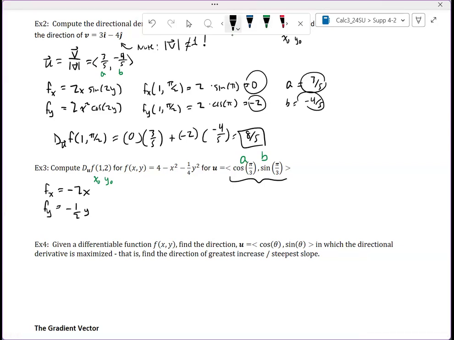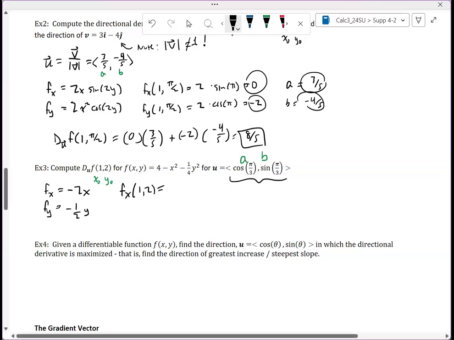In my mind anyway, when I'm looking all over the place and doing a bunch of derivatives, it's easy for me to just grab the wrong x, y, especially because sometimes they even look very similar. Sometimes they're even both written as vectors. It's very easy to grab the wrong one. So taking a couple seconds to just mark out what's what, I think is very helpful in reducing those types of errors. So fx at 1, 2, when x is 1, this is going to be negative 2. And fy of 1, 2 is going to be negative 1/2 times 2, which is negative 1.